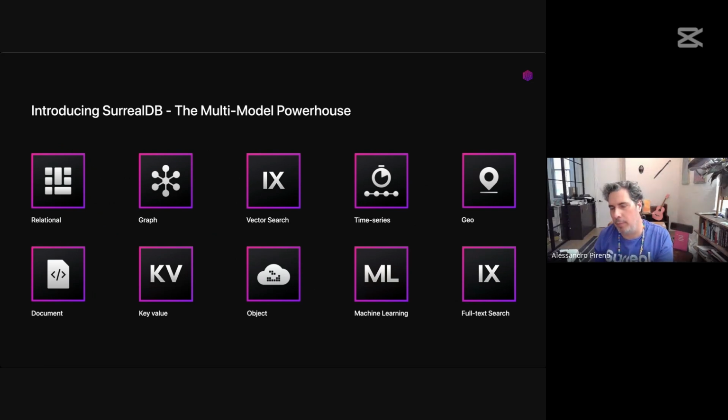This is just a brief sample of all the types of things you can query and the ways that you can query in our database.